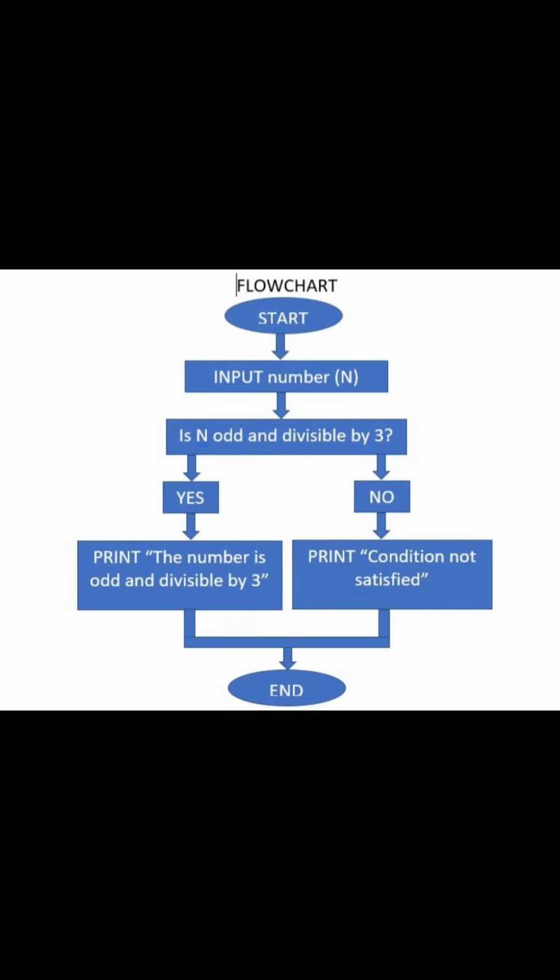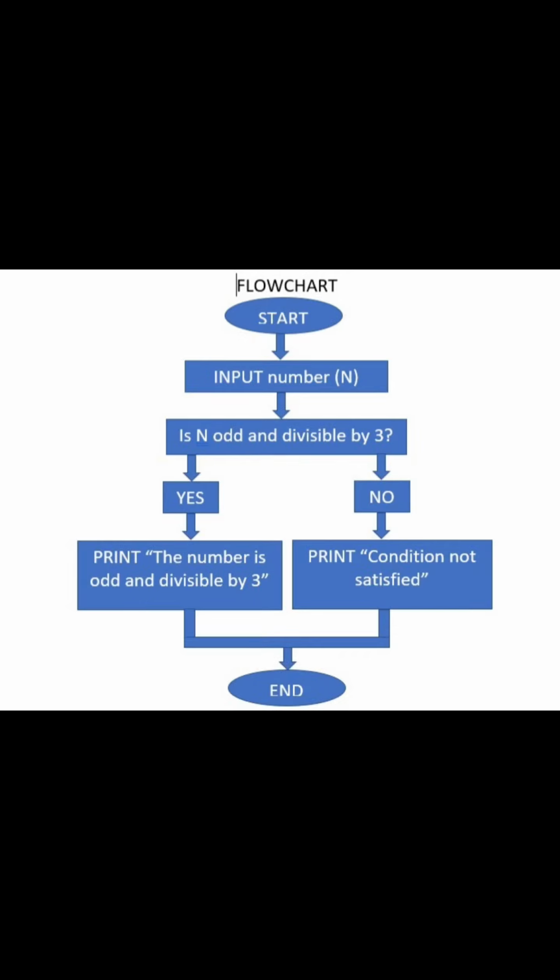Now what we have here is our flowchart. The flowchart visually represents the execution process of the program. It starts with user input. It evaluates the combined condition and then follows either the true or false part before terminating.